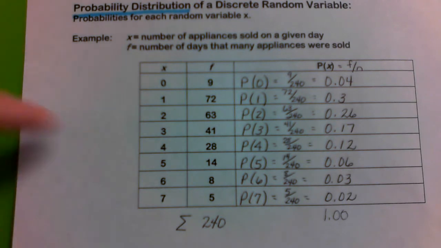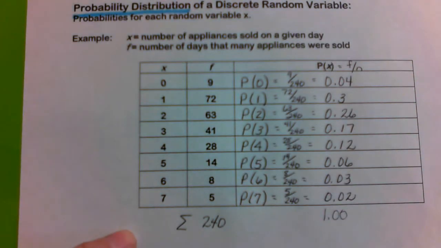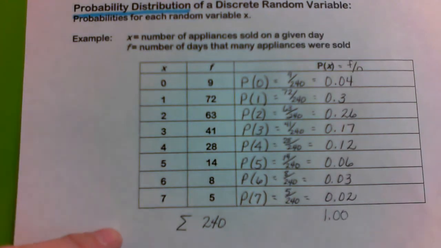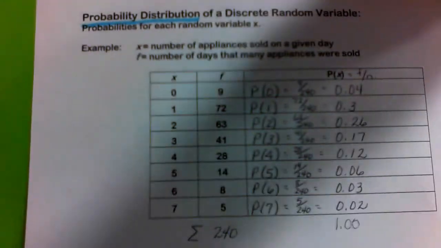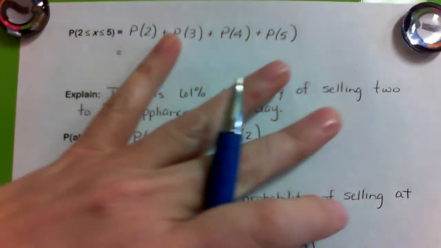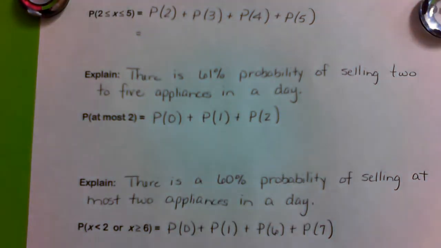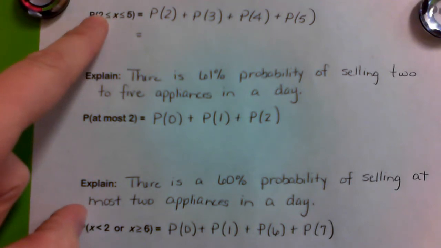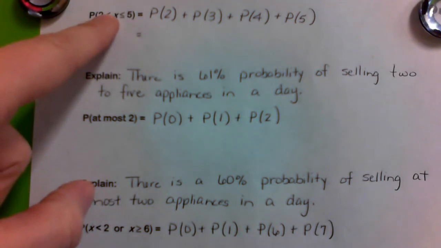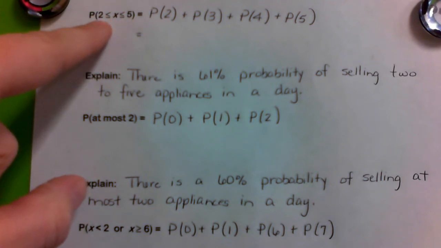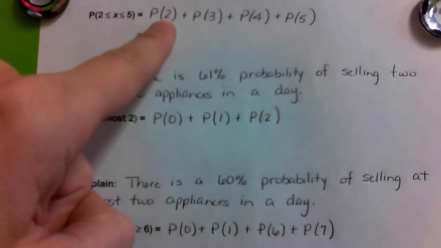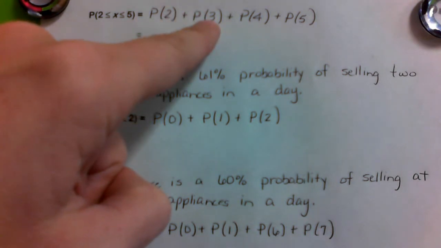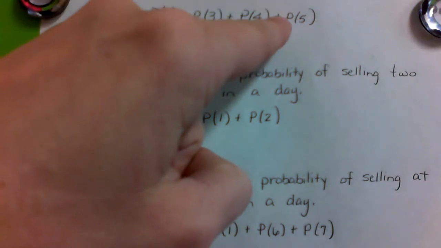Now, we're going to go to the next page of the notes, and we are going to use this table, so keep it handy. We're going to use this table to answer probabilities. So, on the next page of notes, you will see that a probability is asked. Now notice it has X, the number of appliances sold, between 2 and 5. Since this says less than or equal on both of these, what is the probability that we sold 2 appliances or 3 appliances or 4 appliances or 5 appliances?